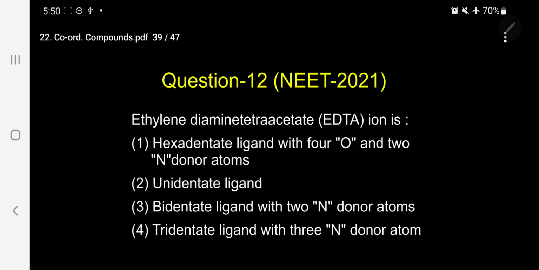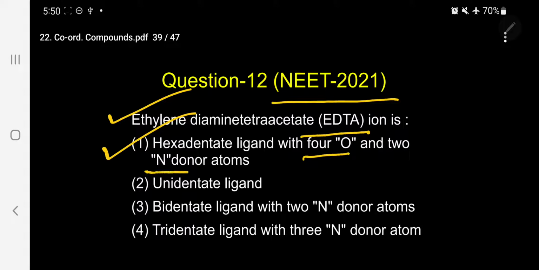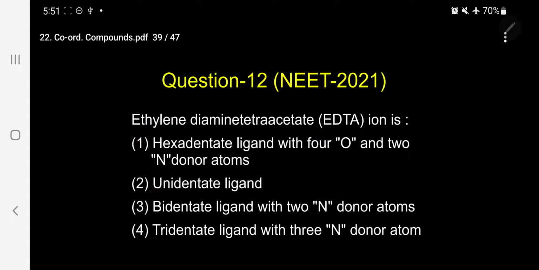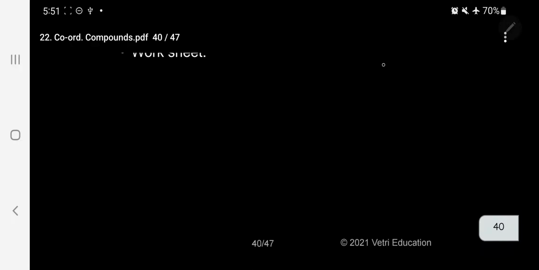Now question number 12. This is another interesting question asked in 2021. Ethylene diamine tetraacetate, EDTA ion, is: A, hexadentate ligand with 4 oxygen atoms and 2 nitrogen donor atoms; B, unidentate ligand; C, bidentate ligand with 2 nitrogen donors; D, tridentate ligand with 3 N donor atoms. In order to answer these questions, you must know the structure of EDTA. What is EDTA? I will write the structure, then you can understand.